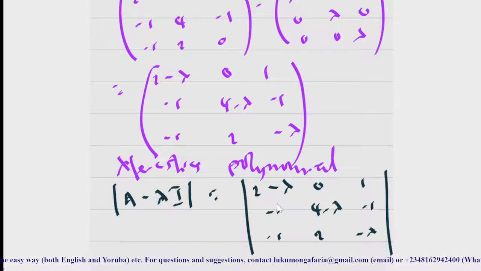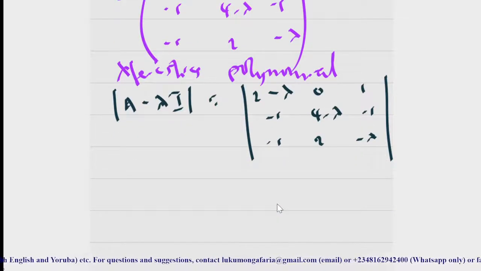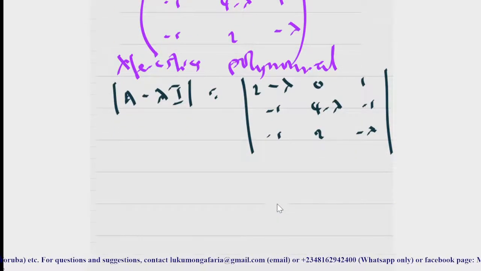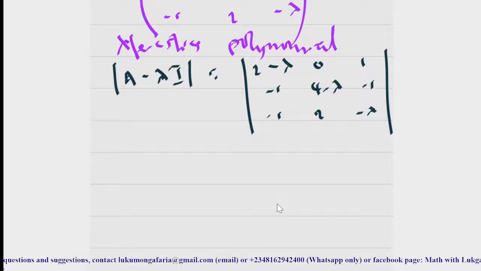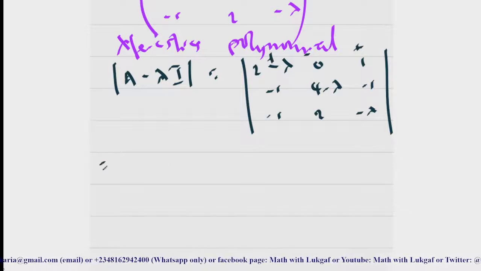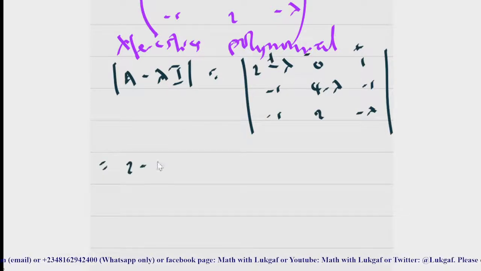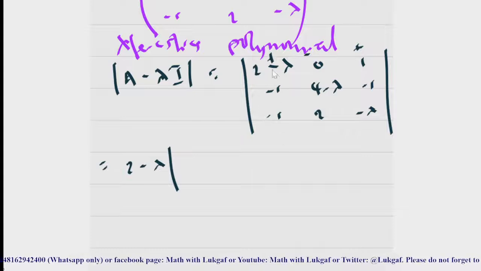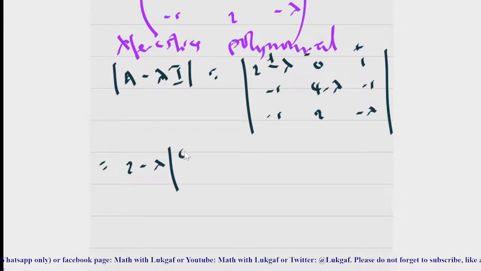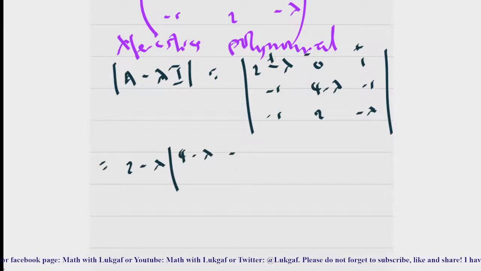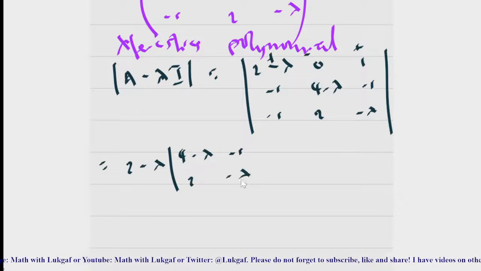Okay, let us find the determinant. If I were you, I can use the first row. So I can find the minor of the first row. Don't forget your cofactor signs: plus, minus, plus, right? So you will see the reason why I said that now. Then you have 2 minus lambda. You obtain the minor by clearing the row as well as the column. Then this one gives me 4 minus lambda, minus 1, 2, minus lambda.